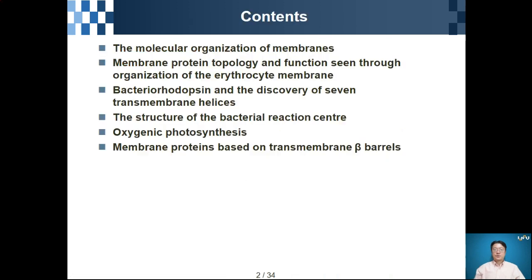Today we learned the molecular organization of membrane and also membrane protein topology and function, using the erythrocyte membrane. We learned bacteriorhodopsin and rhodopsin structure, which exhibit 7 transmembrane helices. We also focused on the bacterial reaction center structure, and we learned oxygenic photosynthesis. Finally, we learned transmembrane beta barrels. Okay, today we will finish the class.